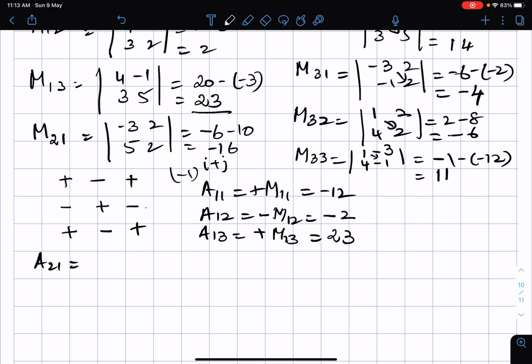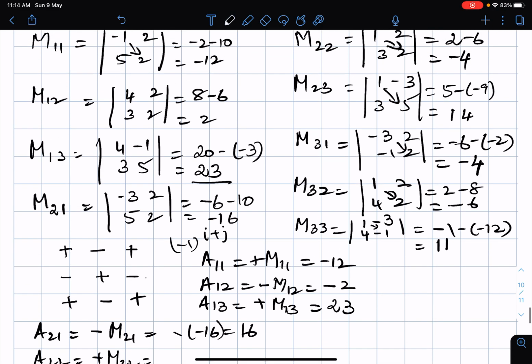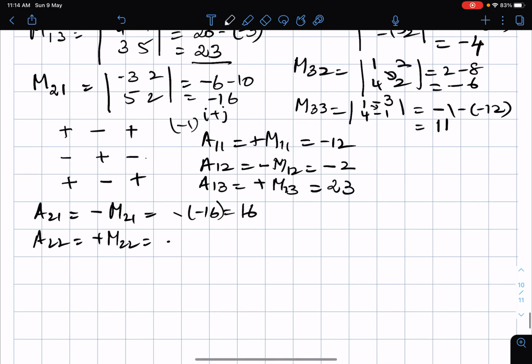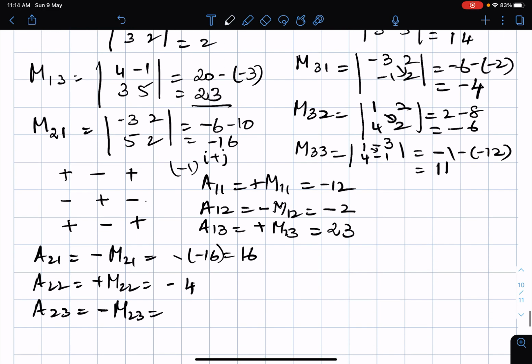A21 is going to be minus of M21, whereas the M21 answer is minus 16, and you have got a minus here. So minus of minus 16 will give you plus 16. Next, A22. For A22, your sign is plus M22, and the M22 value is minus 4, and here it is plus, so you will get the answer as minus 4. Next, you go to A23. A23 is minus of M23, and the M23 answer is plus 14, and here you got a minus, so minus 14.